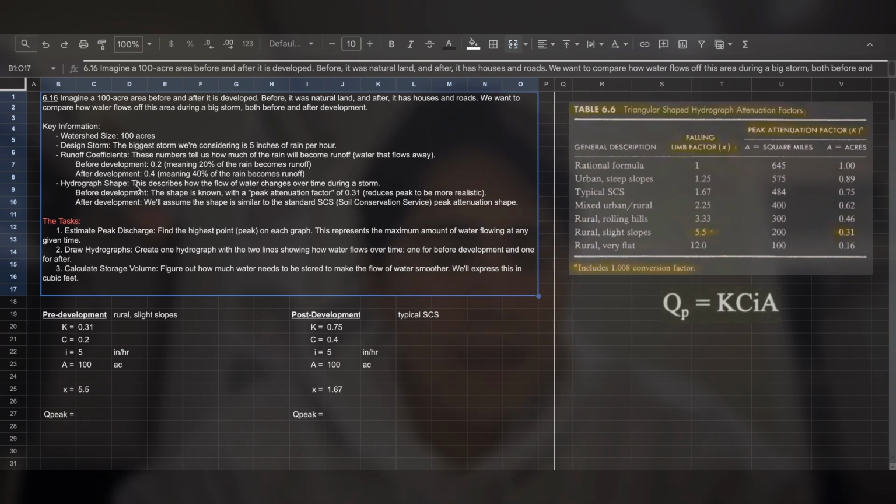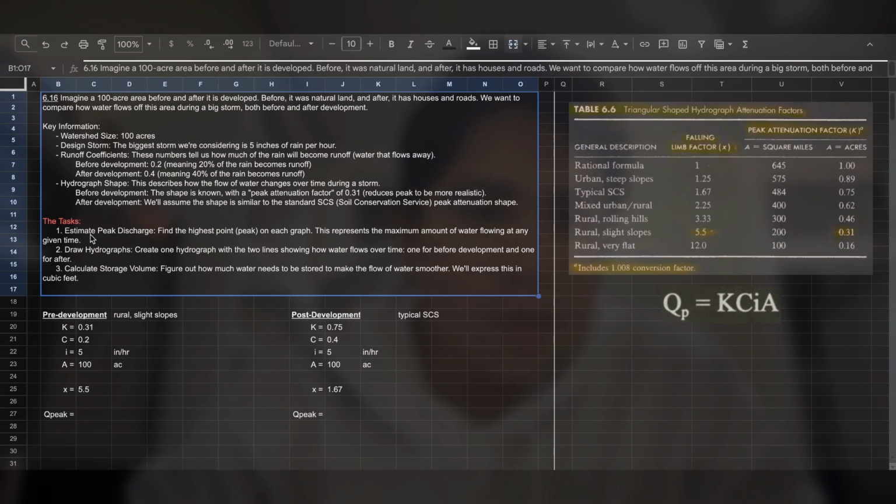Now, the hydrograph shape. This describes how the flow of water changes over time during a storm. Before the development, the shape is known with a peak attenuation of 0.31. This peak attenuation reduces the peak to be more realistic according to the area we're working with. And I'm going to explain that a little more so you understand conceptually what it does. And after the development, we'll assume the shape is similar to the standard SCS peak attenuation shape.